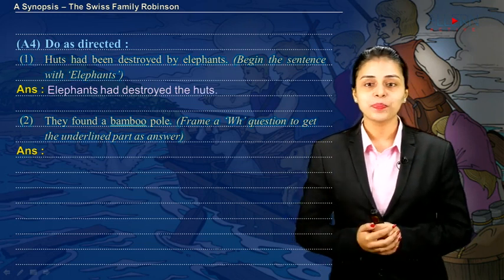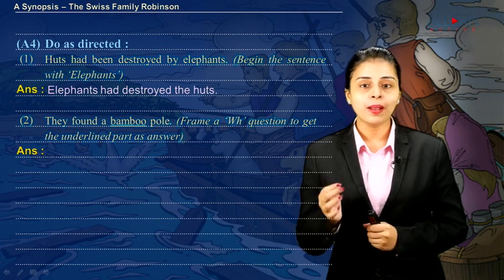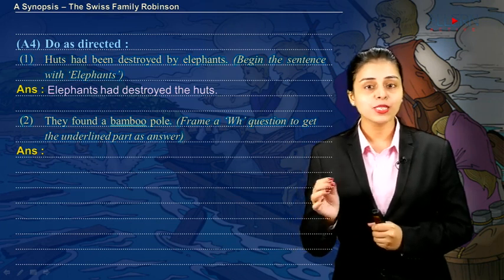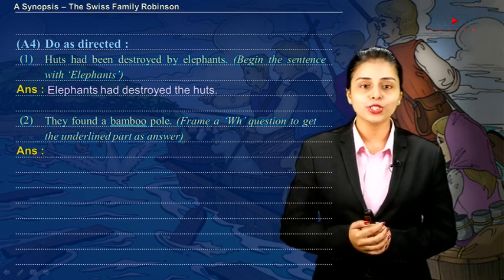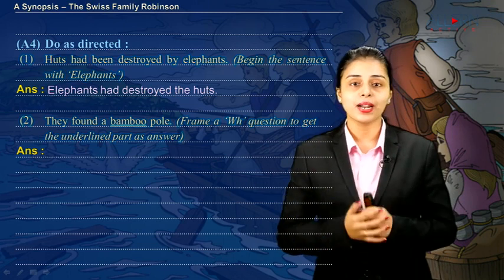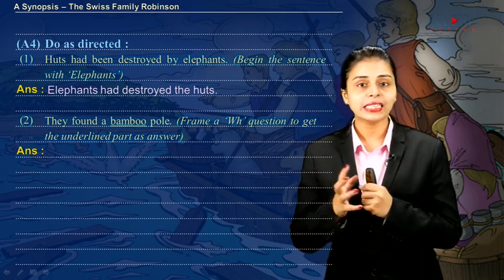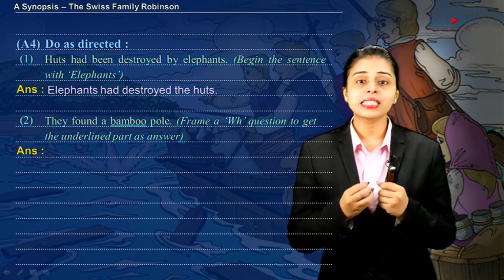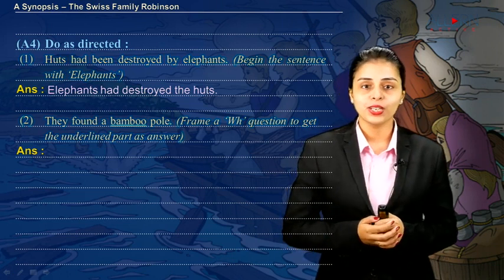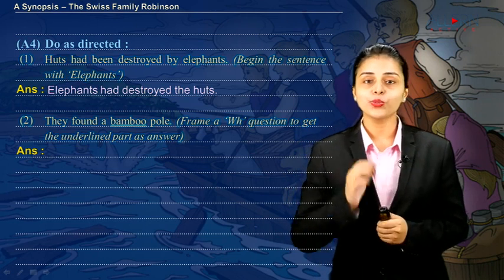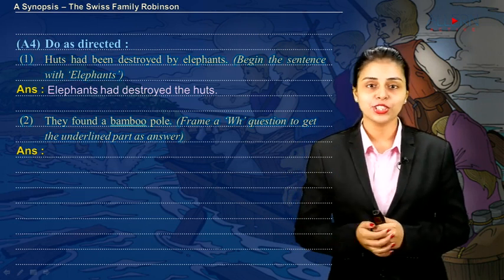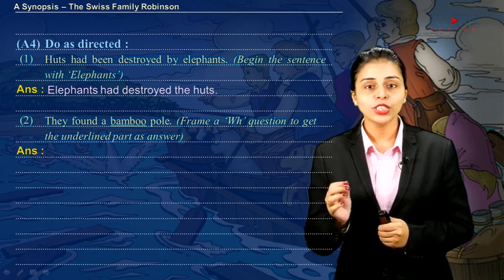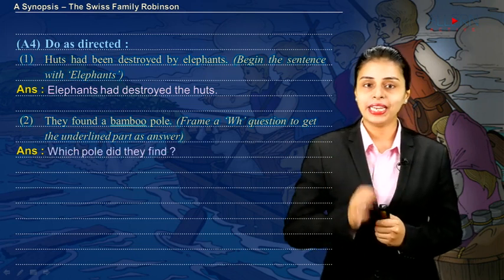Now the next one. They found a bamboo pole. Now in this particular sentence, we have to frame a WH question to get the underlined part as the answer. Now I read the sentence, the word bamboo is underlined. Now bamboo over here is describing the quality of the pole. So therefore, the WH word which I'll be selecting is which. So the answer will be which pole did they find?